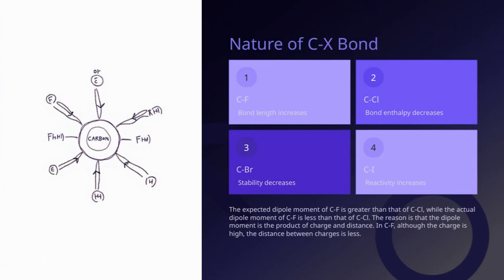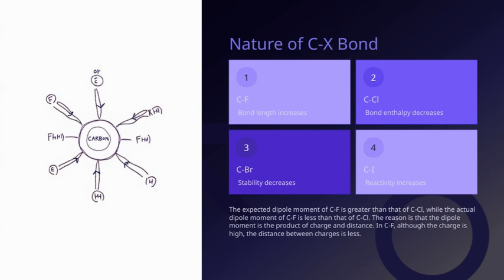Let's look at how the nature of the C-X bond influences reactivity and stability. As we move from C-F to C-Br, we see that reactivity actually increases. This is partly because the bond enthalpy decreases as the bond length increases, making it easier for the bond to break. Now, focusing on the dipole moments, there's an interesting point here. Although we might expect the dipole moment of C-F to be greater than that of C-Cl because fluorine is more electronegative, the actual measured dipole moment of C-F turns out to be less.